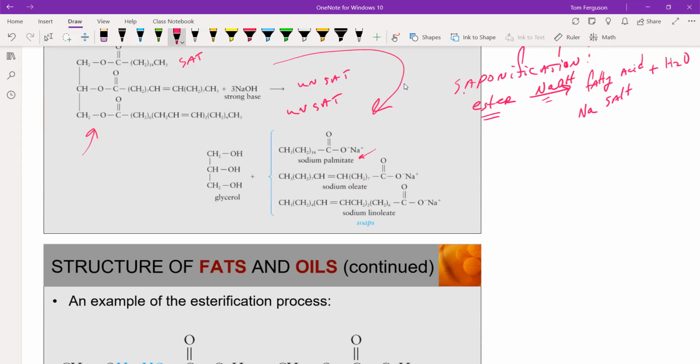Now, this is the common name. It comes from palmitic acid, which is 16 carbons long. So that would be sodium hexadecanoate.